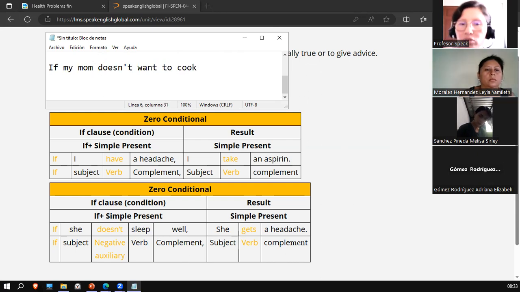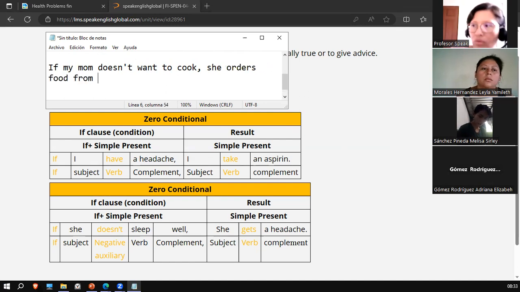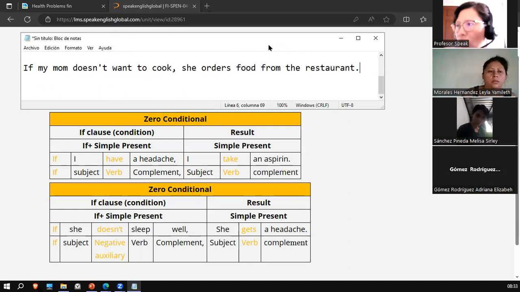Acordémonos que aquí el verbo principal es want, ¿verdad? No quiere cocinar. El siguiente está funcionando como un nombre o sustantivo. If my mom doesn't want to cook, she orders food from the restaurant or from the diner. Un diner es un comedor, ¿verdad? Okay.